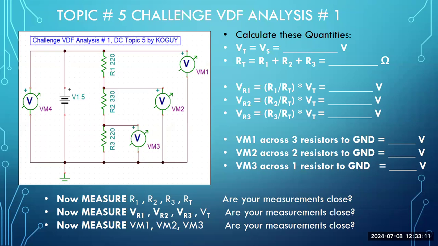We're using one resistor that's different from before. You look in this circuit here, you can see there's no more 100 ohm resistor. I have as R1 220 ohms. I have as R2 330 ohms, and I have as R3 another 220 ohms.